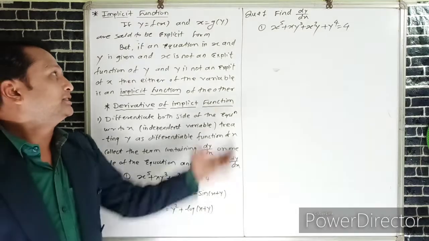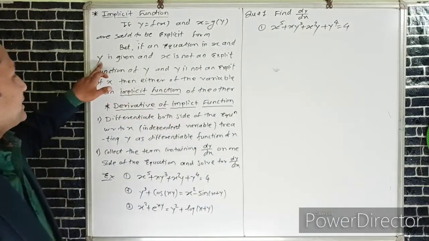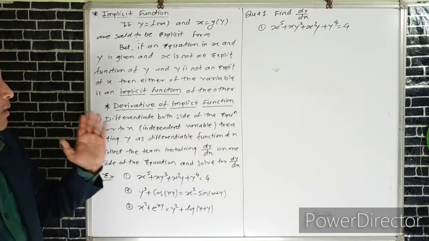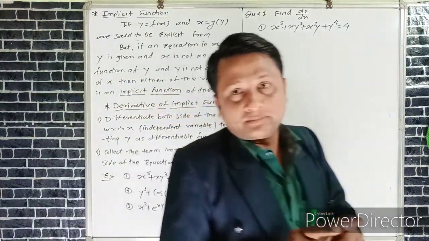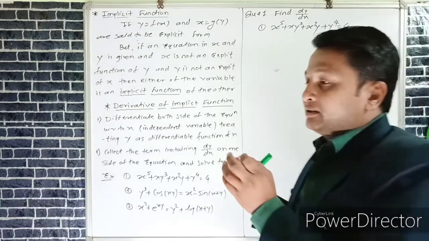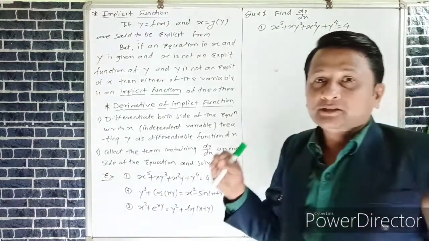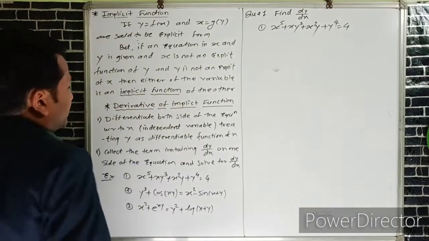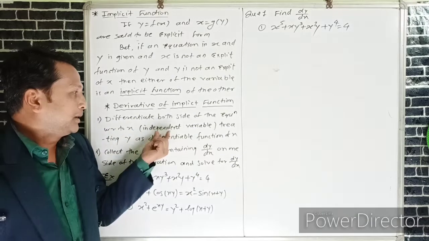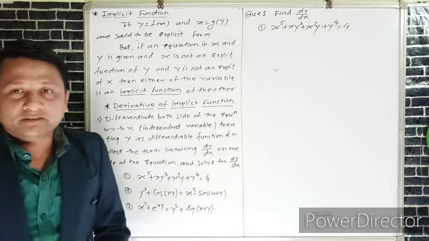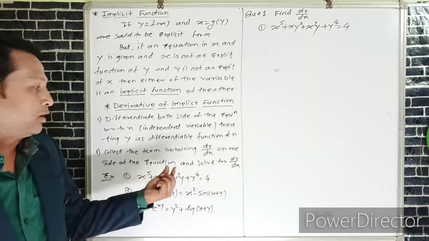If y equals f of x and x equals g of y, they are said to be in explicit form. But if an equation in x and y is given and x is not an explicit function of y and y is not an explicit function of x, then either of the variables is an implicit function of the other. It means that if the given function has x and y together, then its form is an implicit function. To find the derivative of an implicit function, differentiate both sides of the equation with respect to x, the independent variable, treating y as a differentiable function of x, and collect the terms containing dy by dx on one side of the equation and solve for dy by dx.